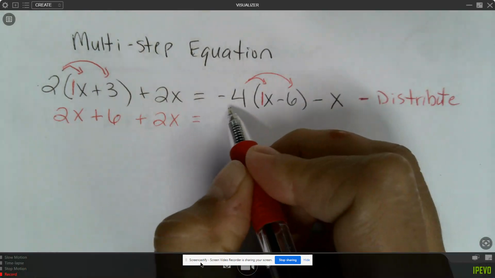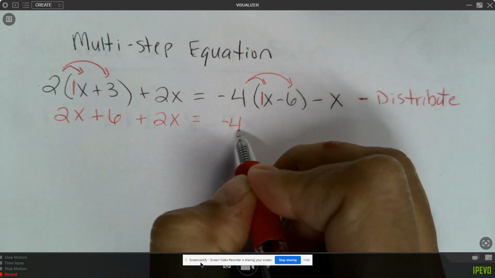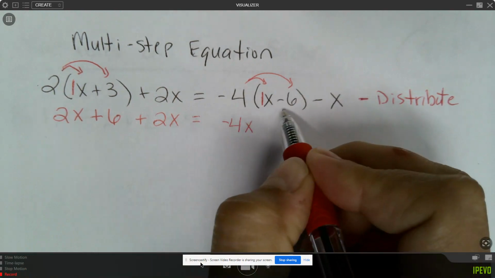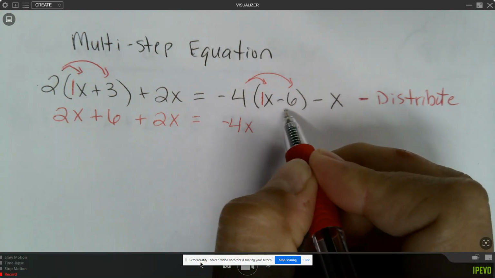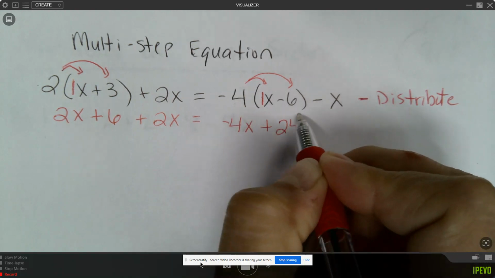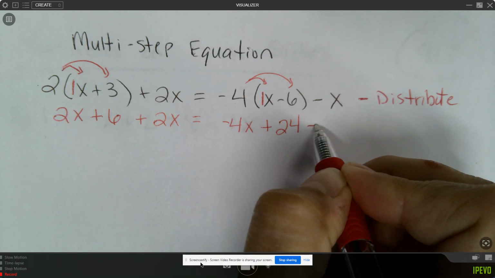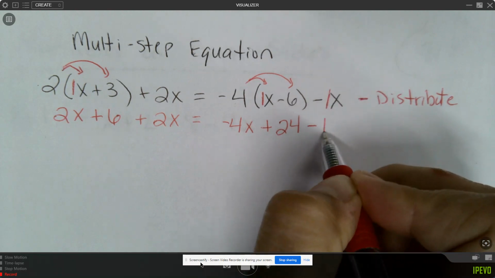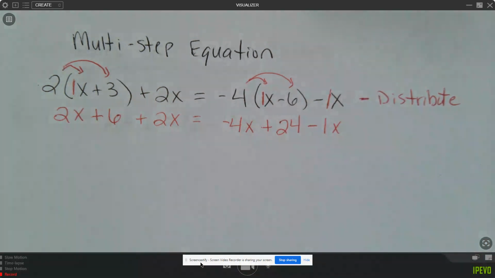And I would distribute again. Negative 4 times 1, negative 4x. Negative 4 times negative 6. Notice I took the sign with it. So negative 4, negative 6, positive 24. Then again, I'm going to minus, and I am going to go ahead and put that 1 in there just because I don't want to forget it. Sometimes if I don't put the 1, I forget it.